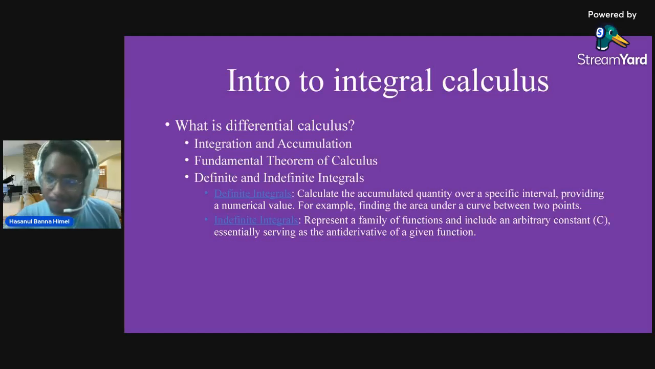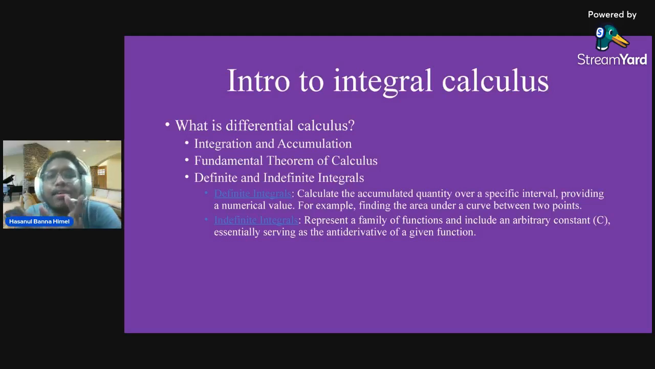So we have two kinds of integrals, sorry, my bad. One is definite integrals, and the second one is indefinite integrals. So what are definite integrals? Here it calculates the accumulated quantity over a specific interval, providing a numerical value. For example, finding the area under a curve between two points.